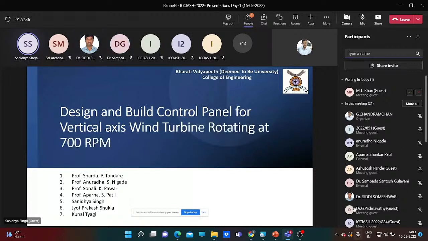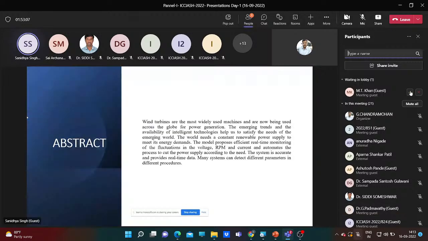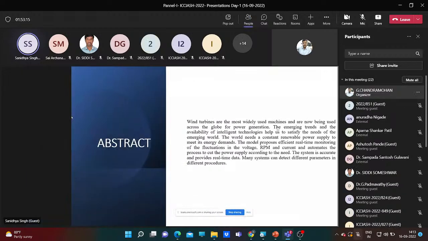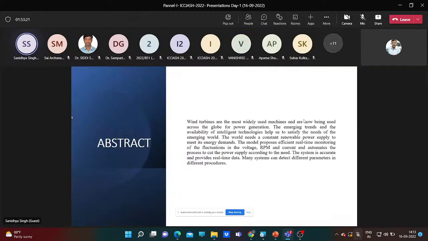Good afternoon, everyone. I am Sanidhya Singh from Bharati Vidyapeeth Deemed to be University College of Engineering, and I present my views on the design and build of a control panel for a vertical axis wind turbine rotating at 700 RPM. As we all know, renewable resources are the only way to constantly satisfy the needs of the emerging world. Wind energy is used across the globe for power generation. And as the world needs a constant renewable power supply to meet its energy demands, the model here is explained.